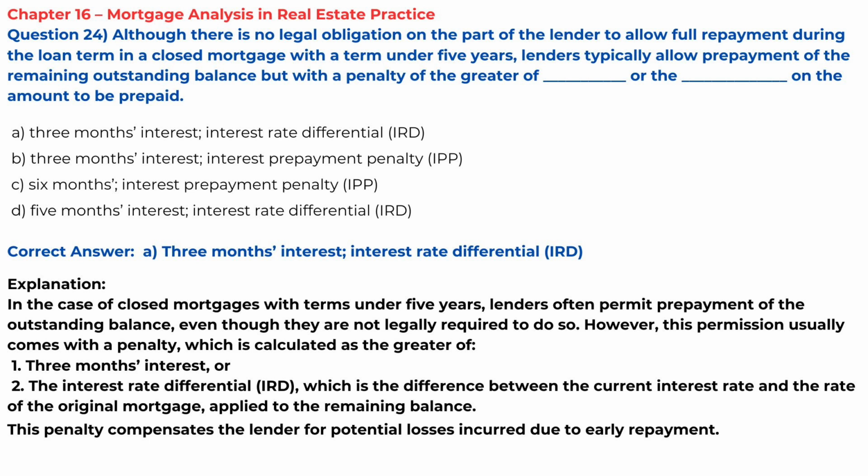Explanation. In the case of closed mortgages with terms under 5 years, lenders often permit prepayment of the outstanding balance, even though they are not legally required to do so. However, this permission usually comes with a penalty, which is calculated as the greater of 1. 3 months interest, or 2. The interest rate differential, IRD, which is the difference between the current interest rate and the rate of the original mortgage applied to the remaining balance. This penalty compensates the lender for potential losses incurred due to early repayment.